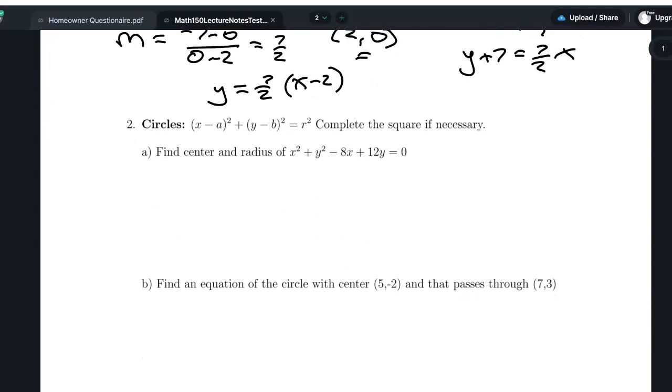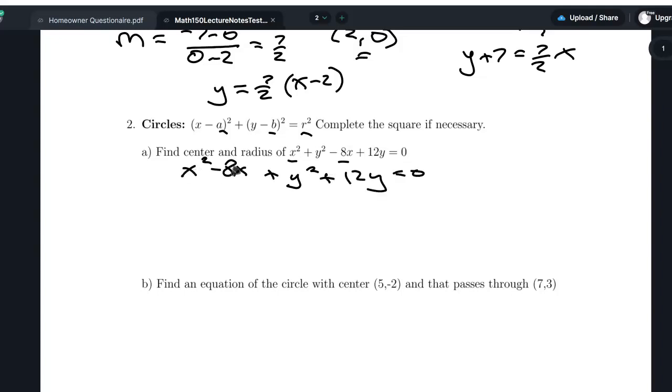All right, equations of circles. So in order to find the center, which is (a, b), and the radius r, I have to get it in this form, and you'll need to complete the square to do that. So I'm just going to rewrite putting the x's together and the y's together.